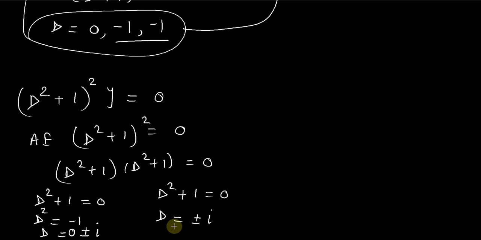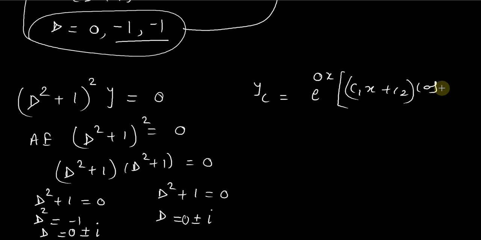That is, we are getting this pair 0 plus minus i repeated. So the imaginary pair repeated case is here. So e raised to the real part into x. For the repeated root twice, c1x plus c2 cos of the imaginary part into x, plus c3x plus c4 sine of the same angle. E raised to 0 is 1. So this is the fourth case, imaginary roots repeated.